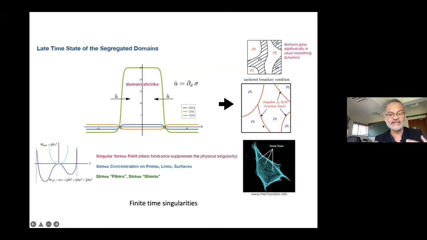Of course, this singularity is tempered because of steric reasons, because of excluded volume. And so they are not true mathematical singularities. But this is what we have here.